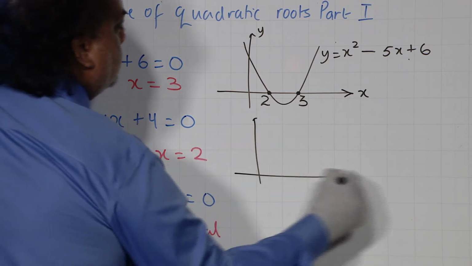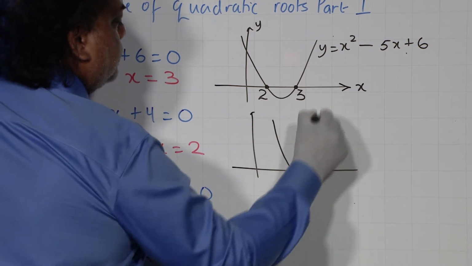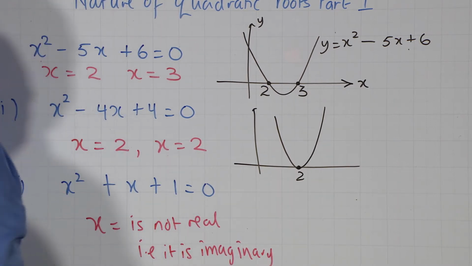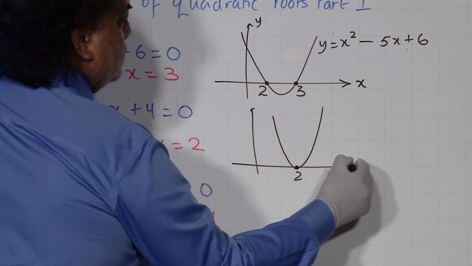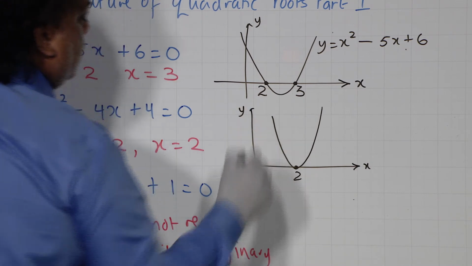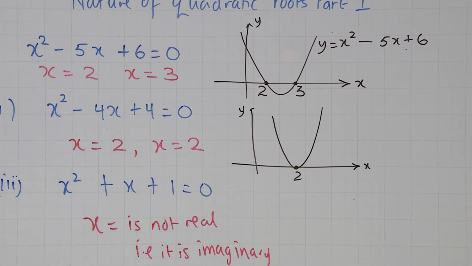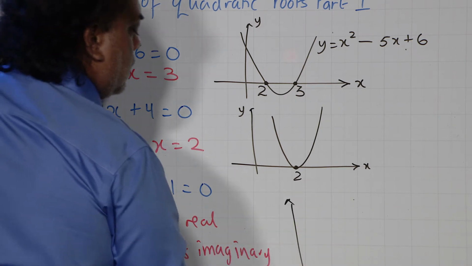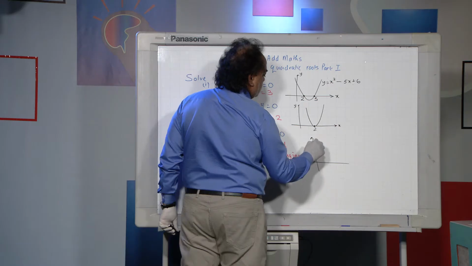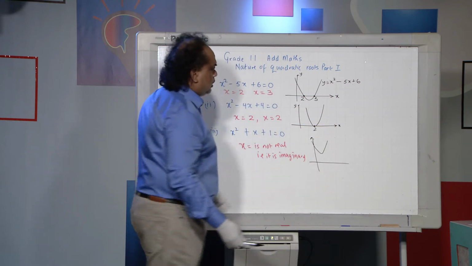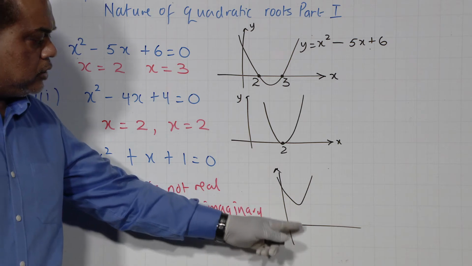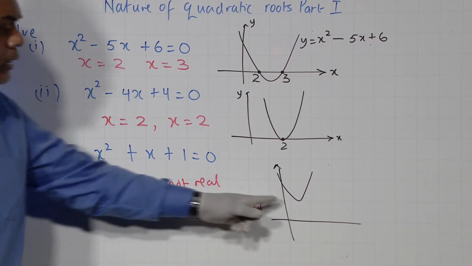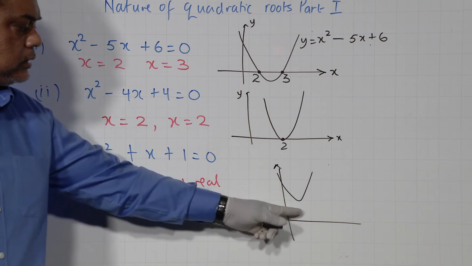For this one, the x-axis is a tangent. And here, the curve does not touch the x-axis or cut the x-axis. That's why the root does not exist here.